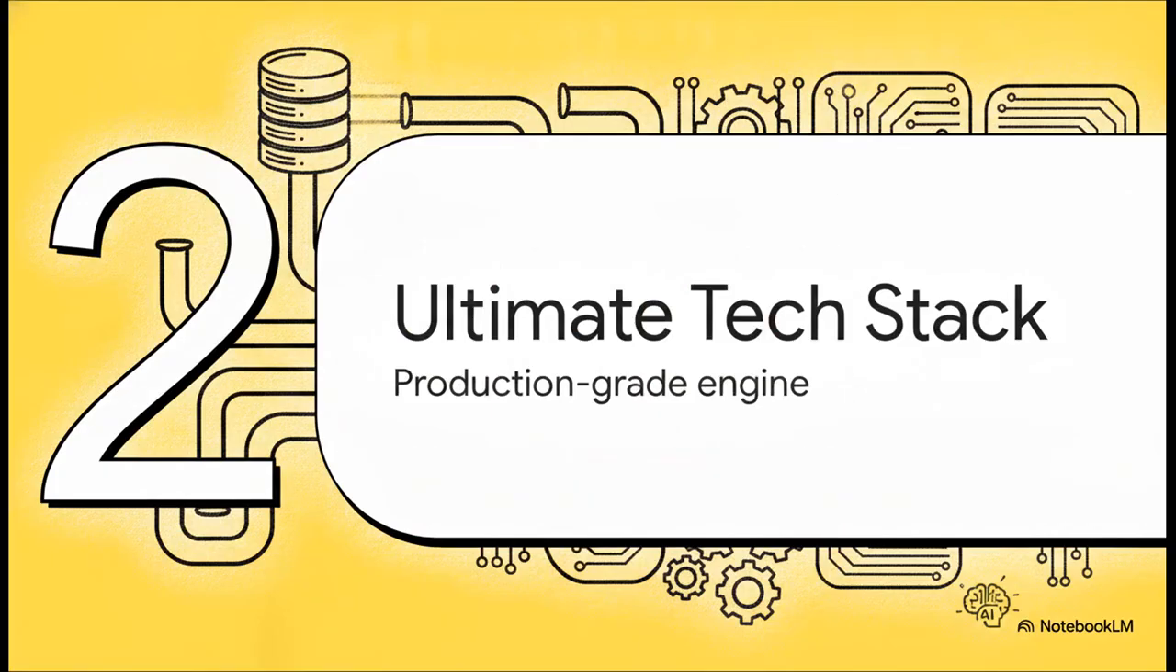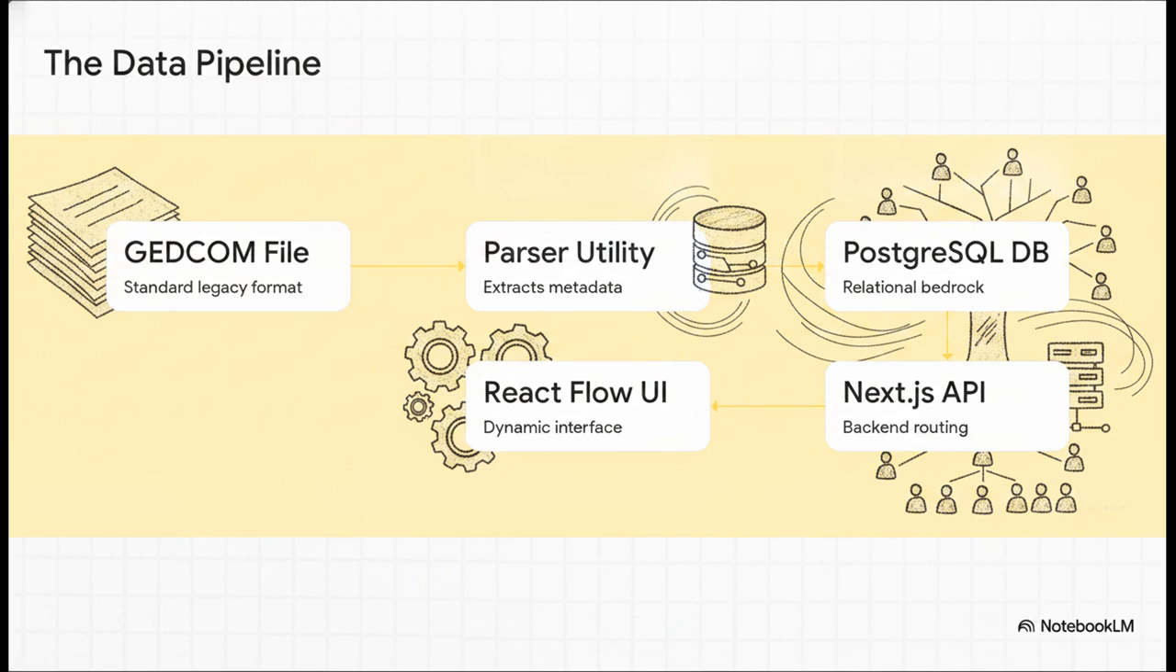Moving on to part 2, the ultimate tech stack. Let's look at this production-grade engine. The crucial thing to grasp here is the exact data pipeline. It all starts with a flat text file, specifically a GEDCOM file, which is pretty much the gold standard format for legacy family tree software.